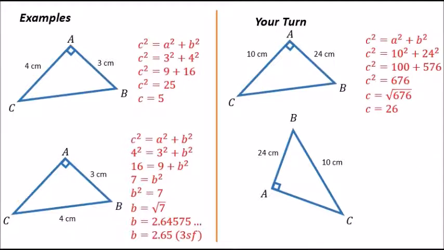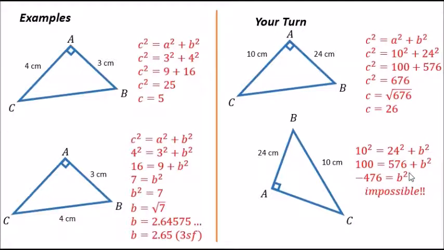If I replace my c with 10, then I get 100 equals 576 plus b squared. If I then take 576 away from both sides, I get minus 476 equals b squared. Now that's impossible, because if you square any number, you should always end up with a positive answer.